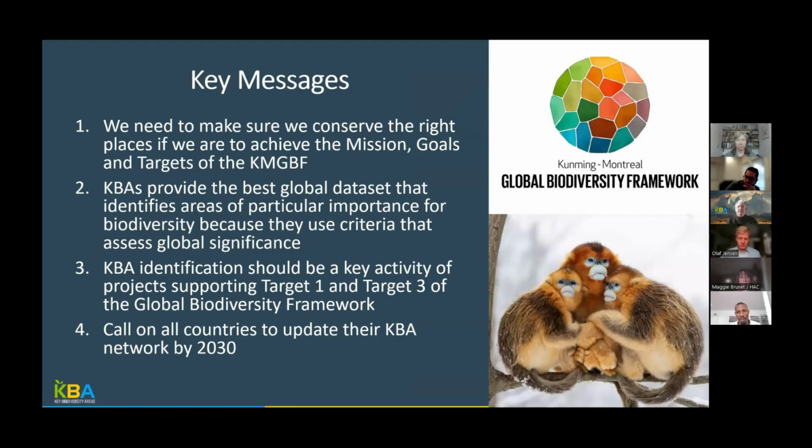So some of the key messages: we need to make sure that we put the 30 by 30 in the right place if we're going to actually achieve the mission and the goals. KBAs provide one of the best global data sets that actually identifies areas of particular importance, which is why it's a disaggregation of the headline indicator for Target 3. And KBA identification should ideally be a key activity of projects supporting Target 1 and Target 3 of the Global Biodiversity Framework between now and 2030. And we're calling on all countries to update their networks by then. Thank you.